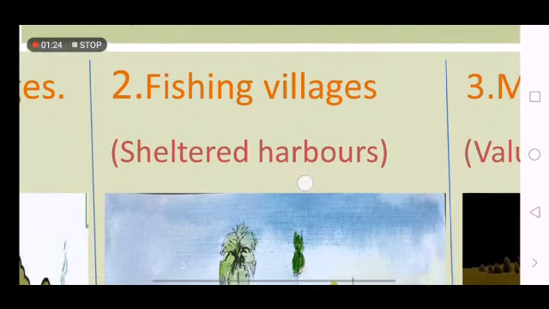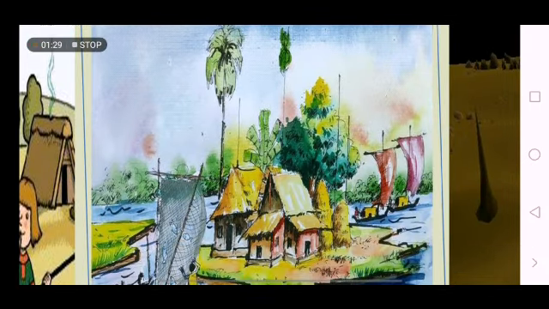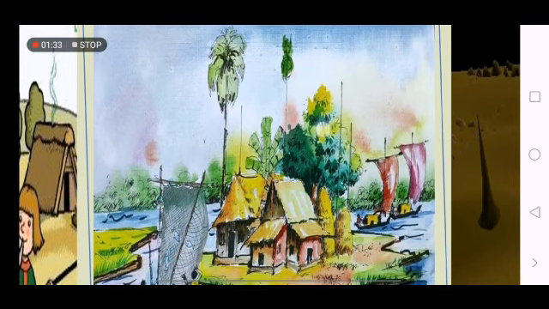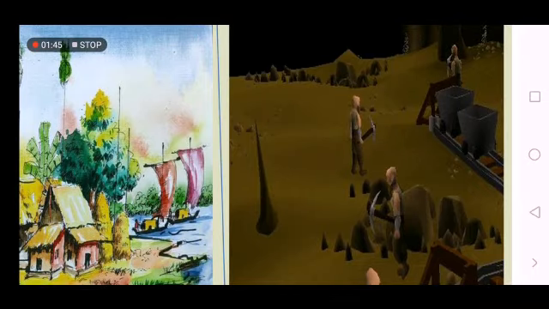A sheltered harbor is a place where ships and boats settle, and these ships and boats were used in moving the fish from one place to another. Okay, and the third type of villages is the mining village.